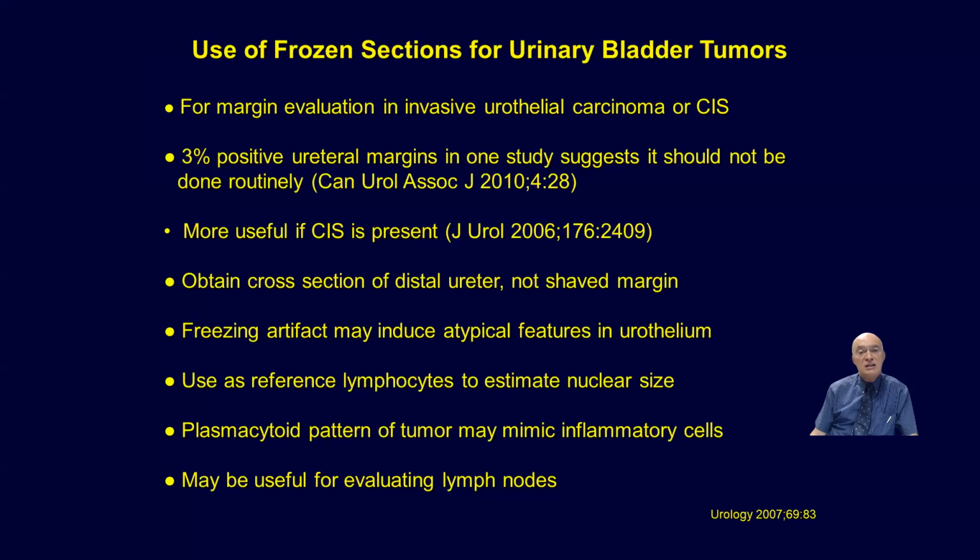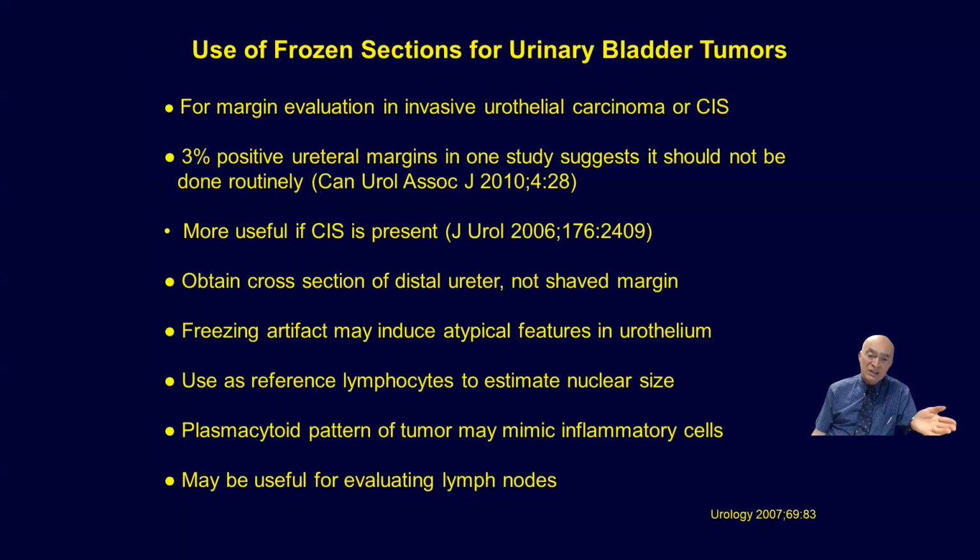So this is a low incidence, but in case the surgeon is suspicious that this could be a positive margin, it needs to be examined with frozen sections. Cross sections of the distal ureter are important, not shaved margins. And then the freezing artifact is something that is always going to be present. Whoever is doing frozen sections is going to find that the atypia is sometimes very bothersome, because sometimes the nuclei are a little bit enlarged, and we are not able to completely rule out the presence of cancer.